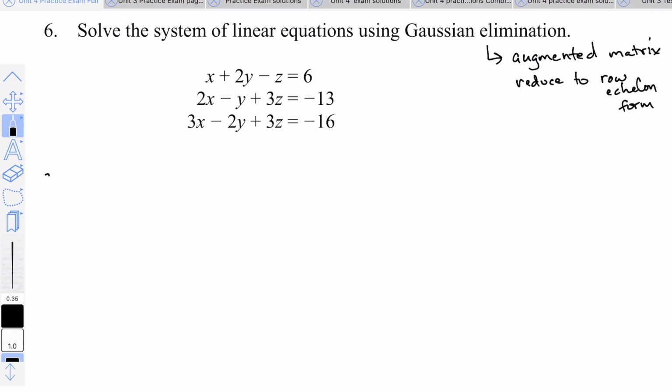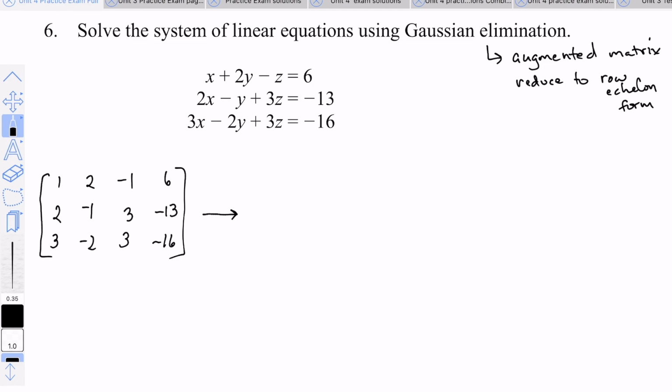So we'll start with the augmented matrix. This first column represents the coefficients of the x variables. The second column represents the coefficients of the y variables. This represents the coefficients of the z variables. And those represent the constant values after the equal sign.